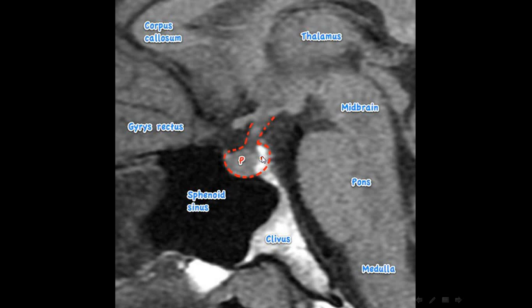We will know why it's hyperintense, what this means, and what it means when we lose this hyperintensity. This is the pituitary stalk or the infundibulum that connects the pituitary gland to the hypothalamus. This is the thalamus, and this section here is the hypothalamus. Posteriorly, we have the interpeduncular cistern, the prepontine cistern, and the brainstem.